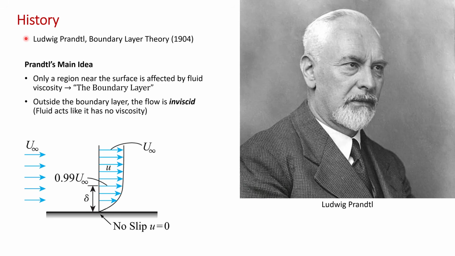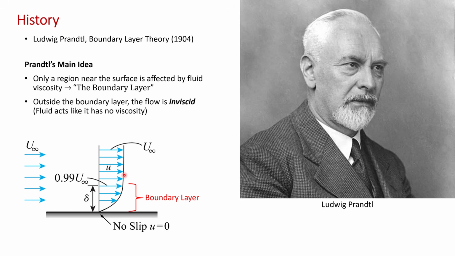The mathematics of boundary layer theory were first proposed by Ludwig Prandtl, a German engineer, in 1904. The main idea was to divide the flow into two regions. There's an inner region near the surface where the fluid velocity is reduced by the action of viscosity. So we have the no-slip condition at the wall, and the velocity increases as you move normal to the plate until you reach the free stream velocity.